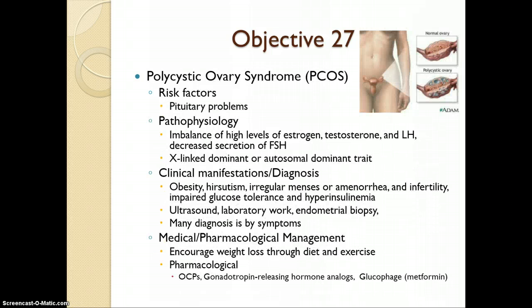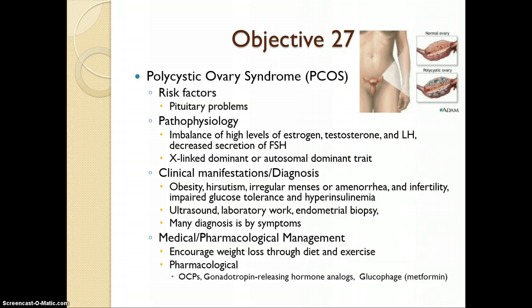Polycystic ovarian syndrome. This is a syndrome in which the ovaries have multiple cysts on them, which have hormonal influences on the individual. Risk factors include pituitary problems. The pathophysiology of polycystic ovarian syndrome includes an imbalance of high levels of estrogen, testosterone, and LH with a decreased secretion of FSH. It is an X-linked dominant or autosomal dominant trait.